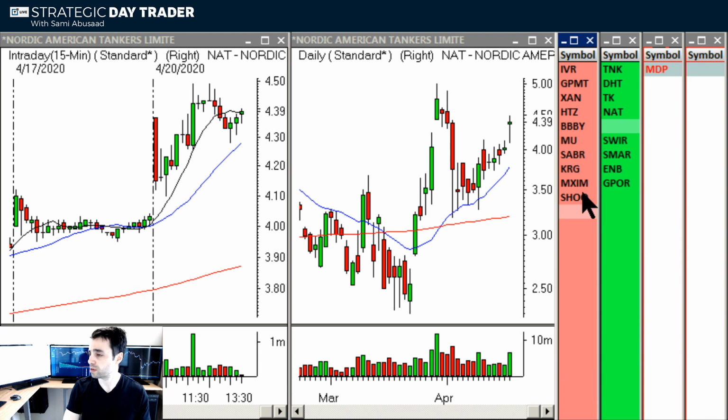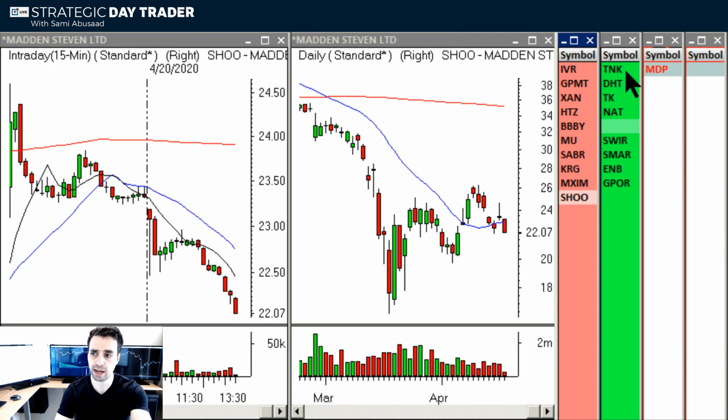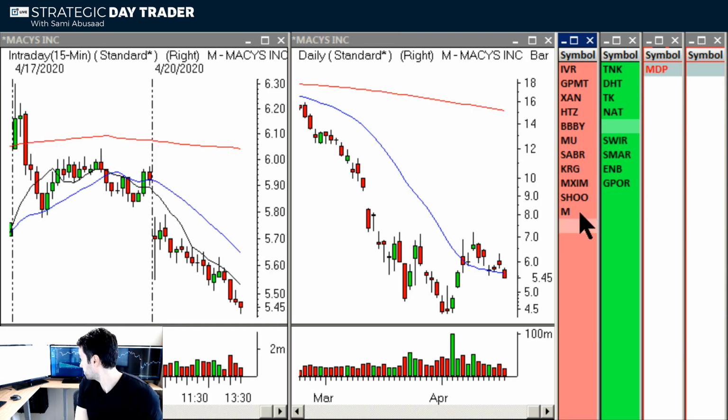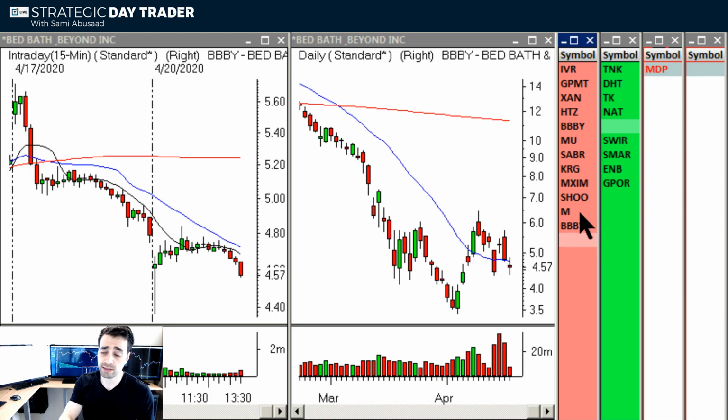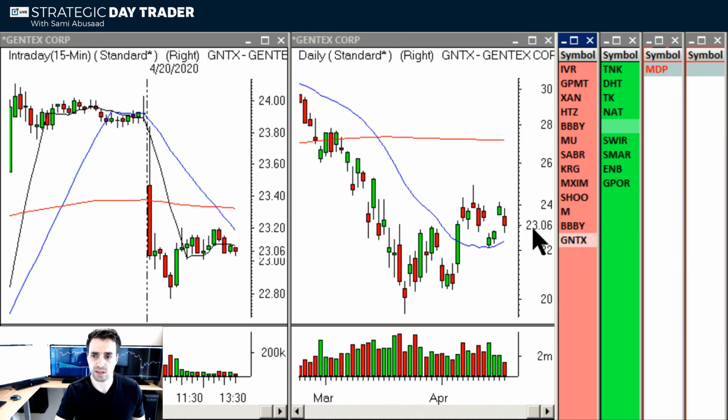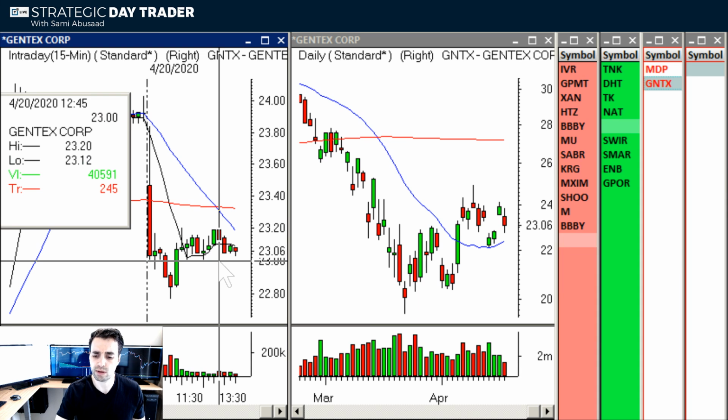Shoe. I have it on the list right here. Look at this. Look at shoe. That's really, really weak. Look at Macy's. Very, very weak. I do have one thing that I like here. This is nice. Nice mention. There is one thing that I like, which is GNTX, a sell setup, kind of with a gap down. So I'll put it on the favorites for now, but it's a little sloppy too.